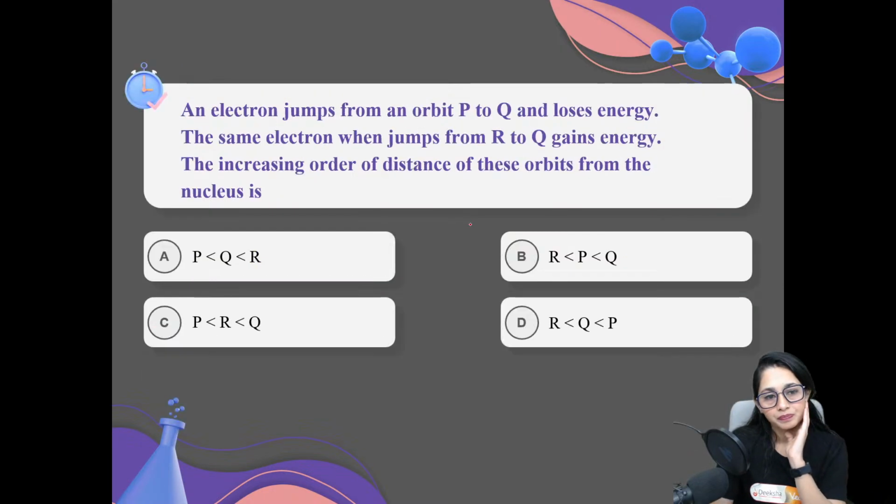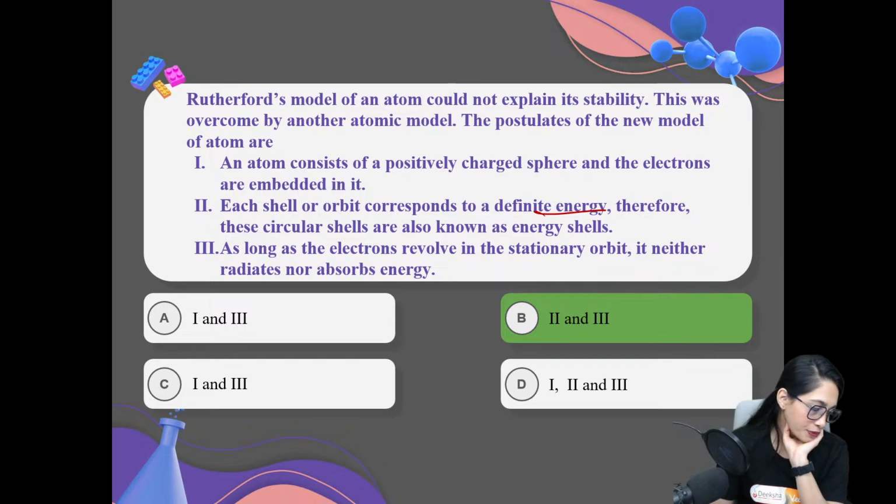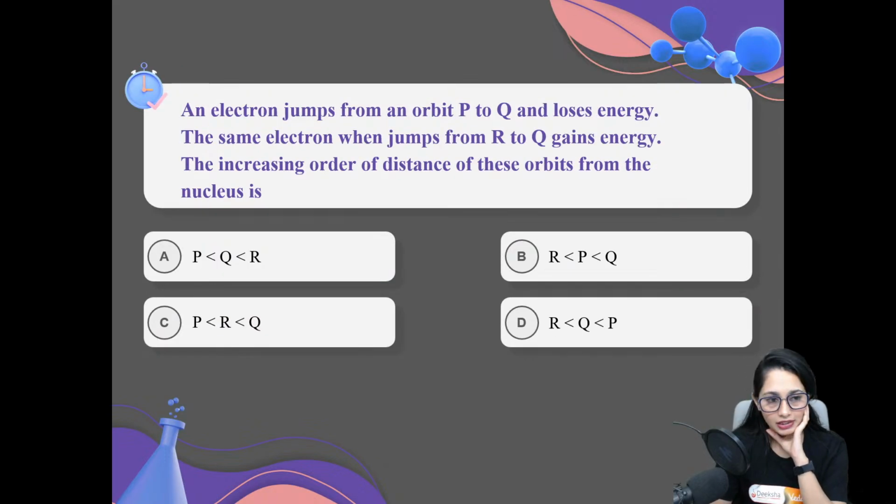Next, an electron jumps from an orbit P to Q and loses energy. The same electron, it's option B. Very good, Anand. Absolutely right. Next question. An electron jumps from an orbit P to Q and loses energy. Loses energy means emission is happening. The same electron when it jumps from R to Q gains energy. So P to Q loses energy, R to Q gains energy.